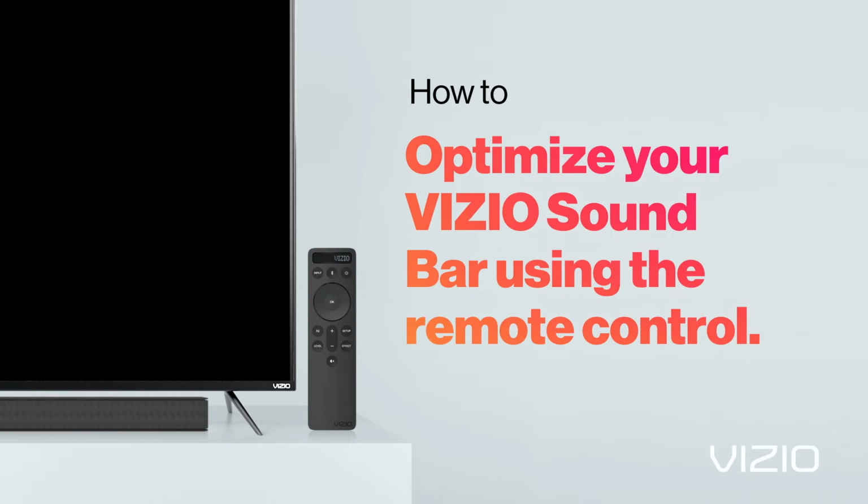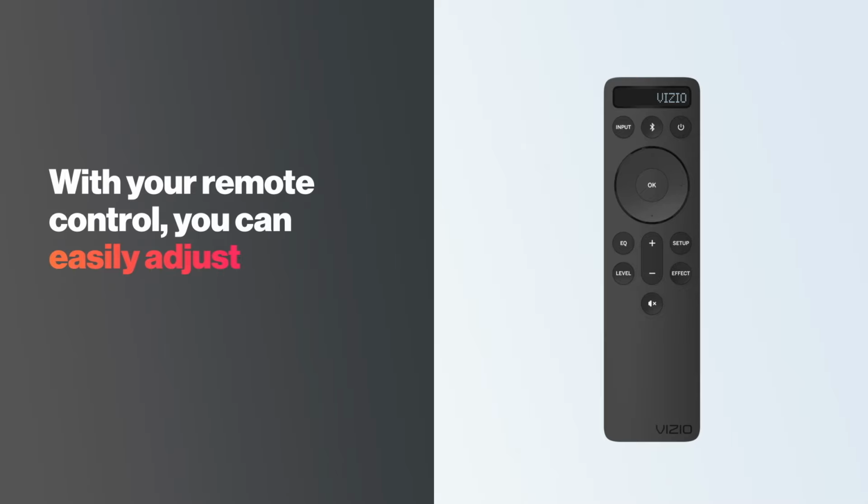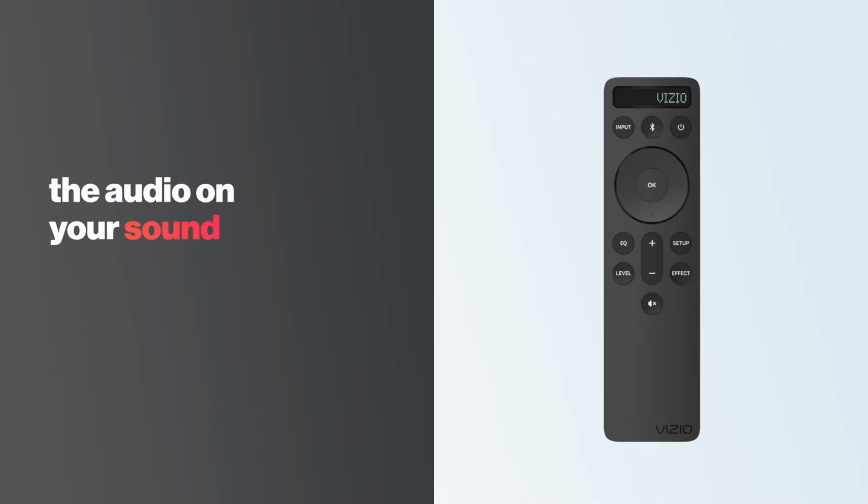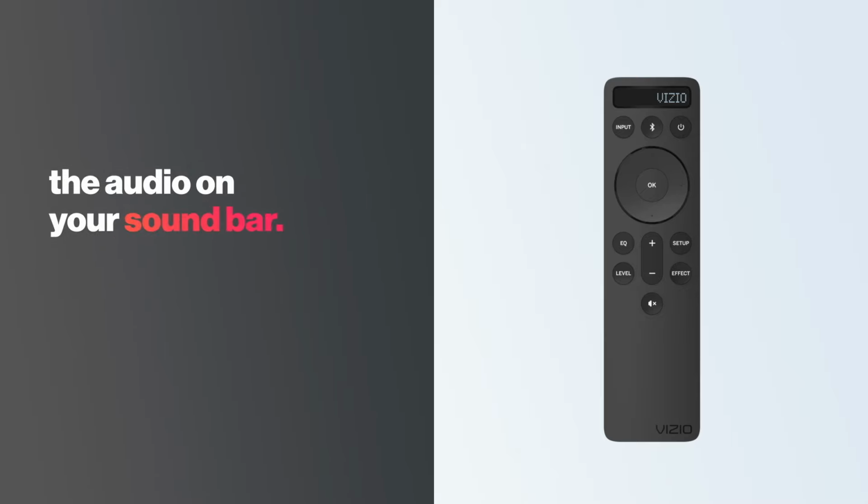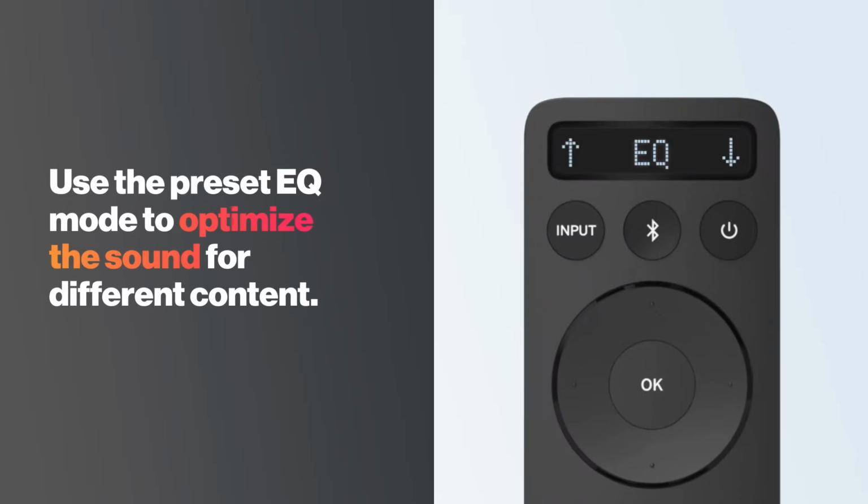How to optimize your VIZIO Sound Bar using the remote control. With your remote control, you can easily optimize the audio quality on your VIZIO Sound Bar. You can use the preset EQ modes to optimize the sound specifically for movies, music, video games, and dialogue.